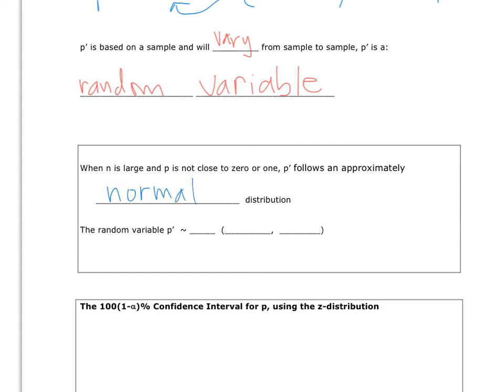distribution. So we have to make this assumption: large N, P not real close to 0 or 1, but then P prime has a normal distribution. So we can use a Z value in the confidence interval. So we can say that the random variable P prime is normal. Its mean is P, the population proportion that it's estimating. And the standard deviation is the square root of P times Q over N, where Q is equal to 1 minus P.